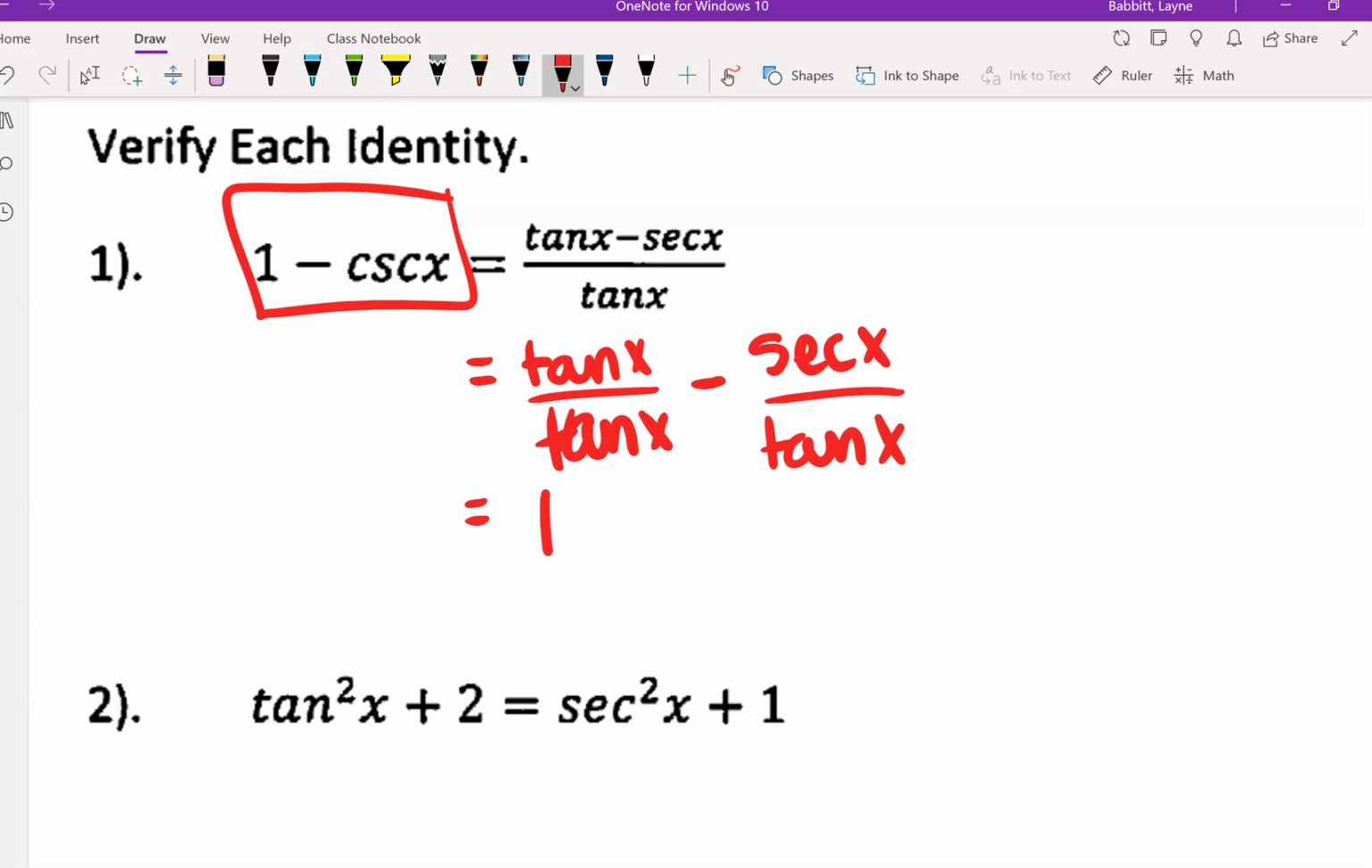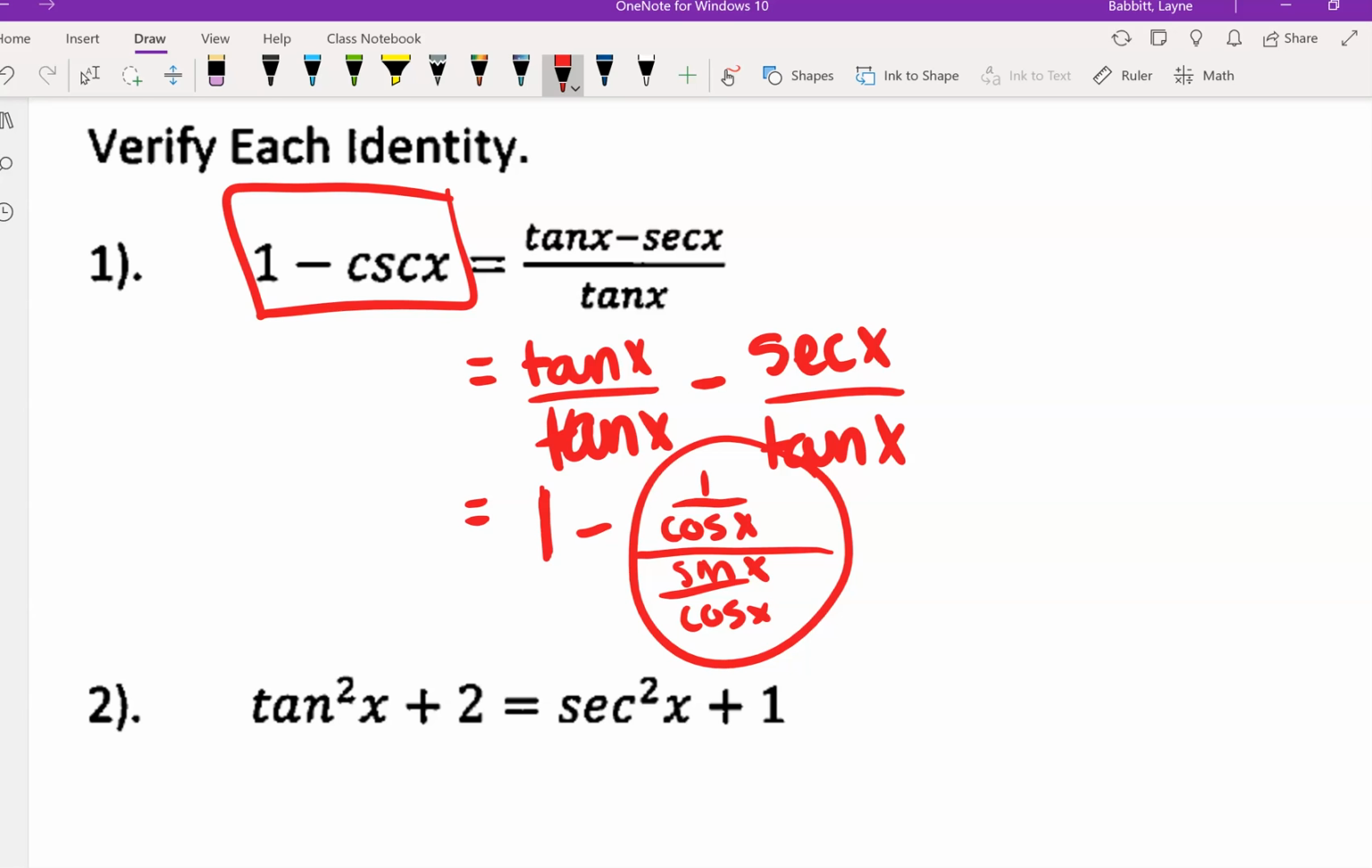One of our other strategies is to change everything to sine and cosine. I don't really like secant as much, so I'm going to change that to, remember, secant is the same as 1 over cosine. And then I'm going to do the same thing with tangent. Remember, tangent is the same thing as sine over cosine. Now I want to keep the 1 the same, so that's just going to stay as is, and I'm going to simplify this part.